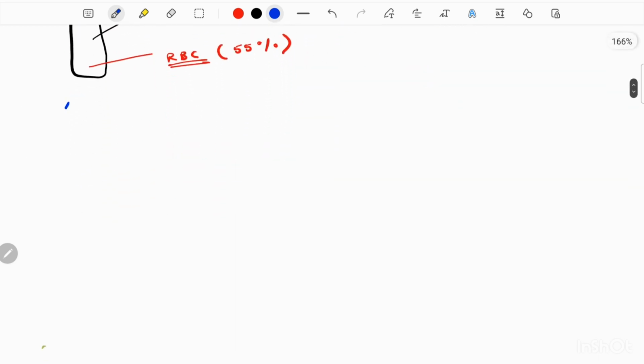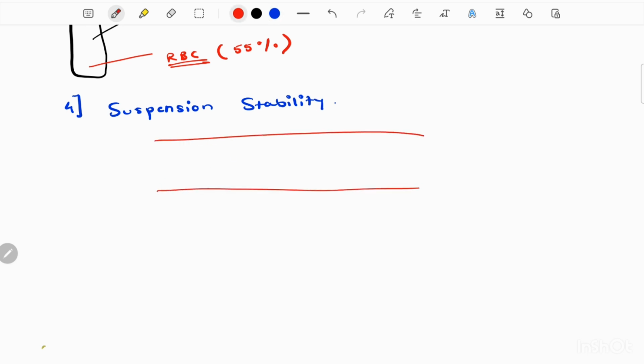Fourth property is suspension stability. During circulation, red blood cell remains suspended uniformly in the blood. And this property of red blood cell is known as suspension stability.